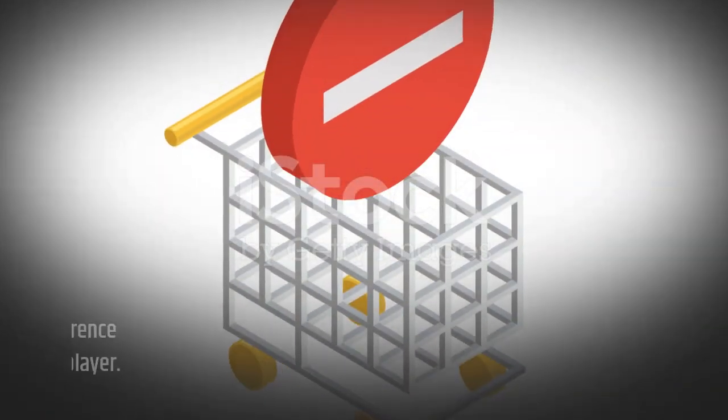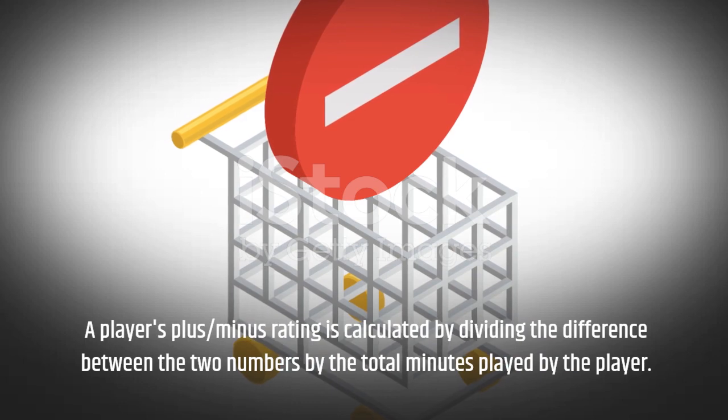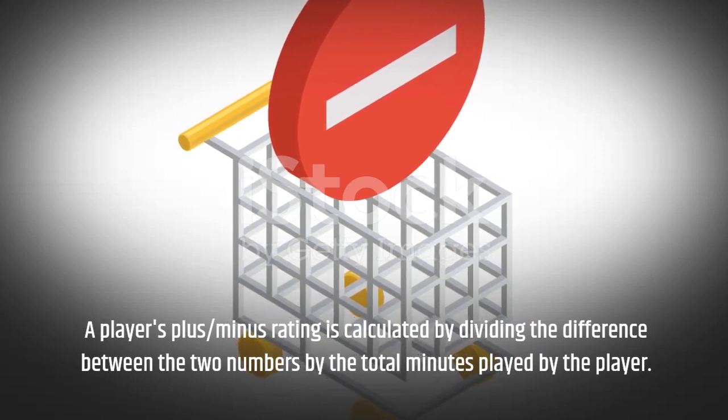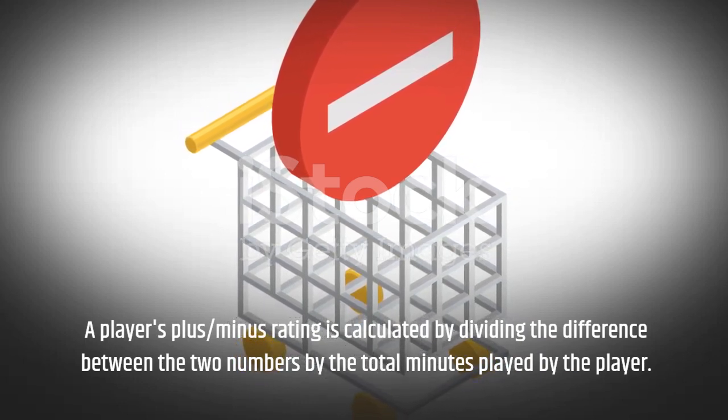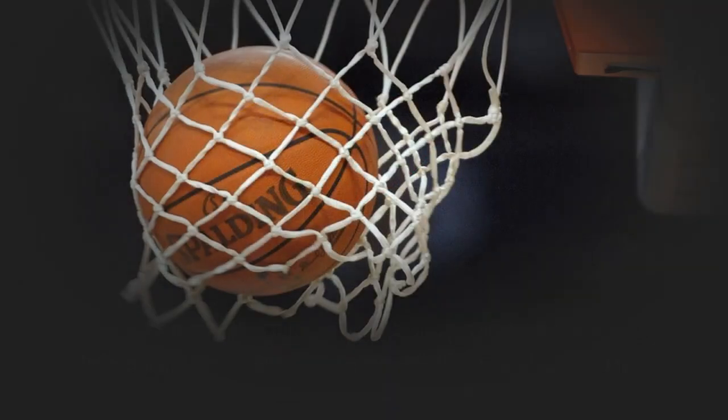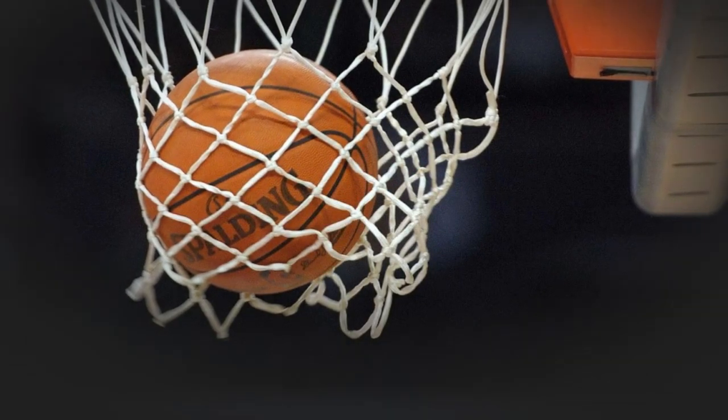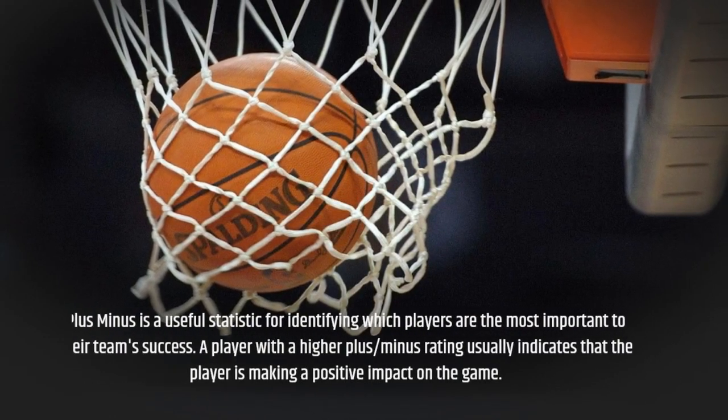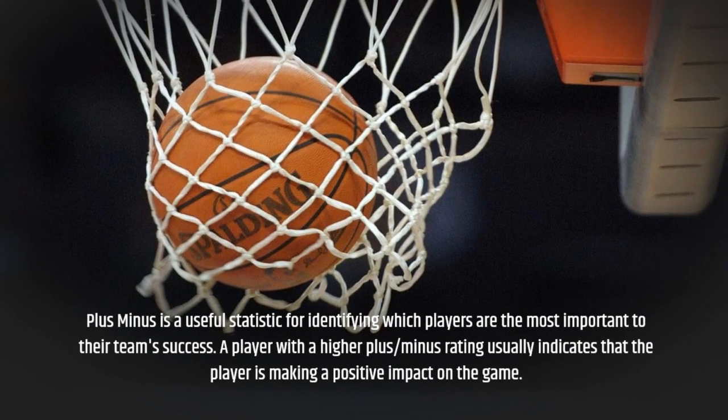A player's plus/minus rating is calculated by dividing the difference between the two numbers by the total minutes played by the player. Plus-minus is a useful statistic for identifying which players are the most important to their team's success.